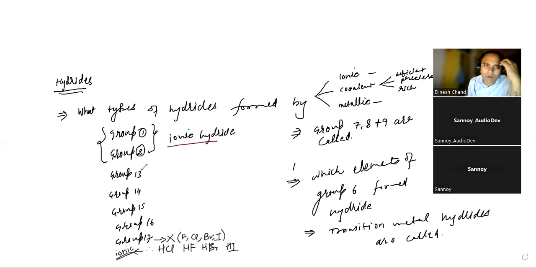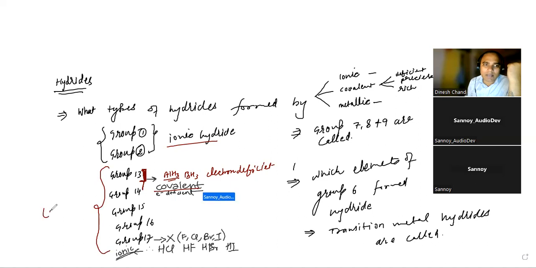Now, if you talk about group 13, I think it will be metallic. No, group 13, how can it form metallic? It is group 13, like AlH3, BH3. So then it must be covalent, electron deficient. They are electron deficient. They all are covalent, but the covalent are having types.